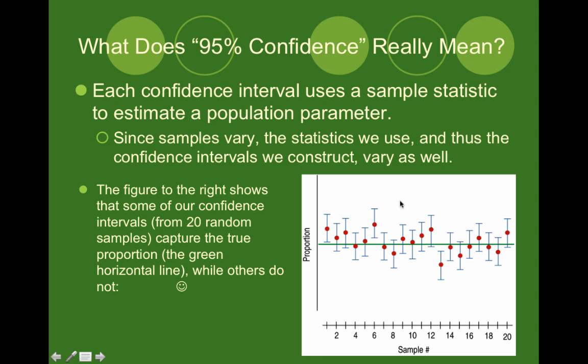And as we can see, the first one ended up not catching the true proportion. The next few did, and then it didn't again. And the next few did, and then it didn't again. And then the rest of them also did. Each confidence interval, it might actually catch the population proportion. But then again, it might not. It just depends on how far off your sample statistic is.